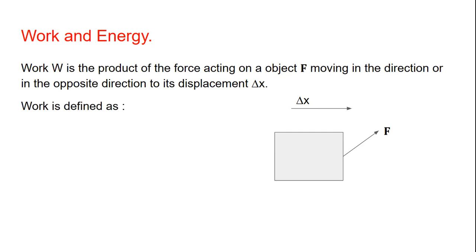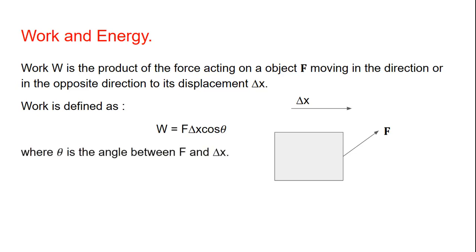And it's defined by this equation. W is equal to F delta x cos theta, where F is the applied force acting on the body, delta x is the displacement that the body undergoes, and theta is the angle between F and delta x. Okay, so work is the energy that's being transferred to a body. For example, you push your book some distance, you are applying energy for that book to move from point A to point B.